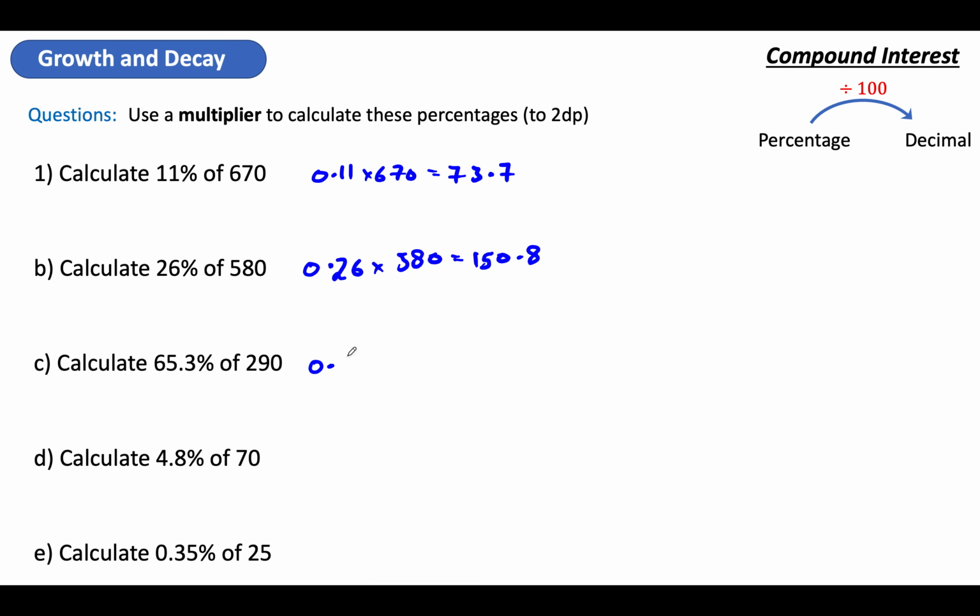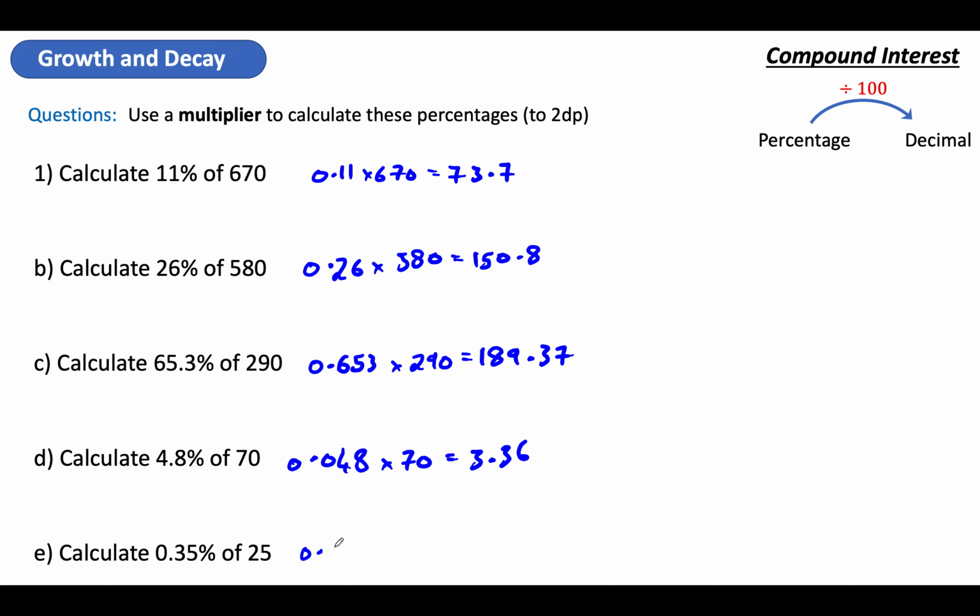65.3%, well, that would be 0.653. We're going to times that by the 290, which gives you 189.37. What about 4.8%? Well, that would be 0.048 times by 70. And that is 3.36. We haven't needed to round at the moment, have we? Which has been rather handy.